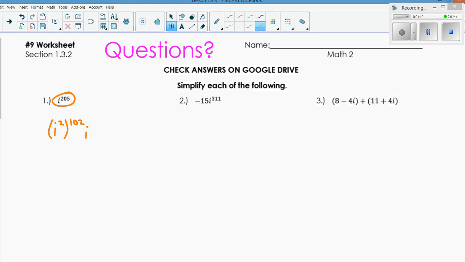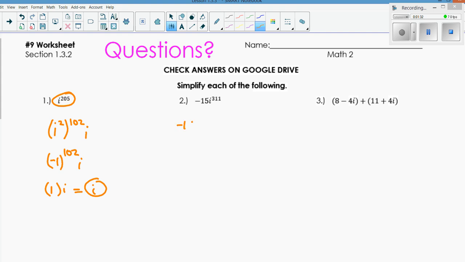I did this because I want to replace i squared with -1. I want to raise that to the 102nd power times i. Well, -1 raised to an even power just means that I'm going to have 1 times i, which is just i.